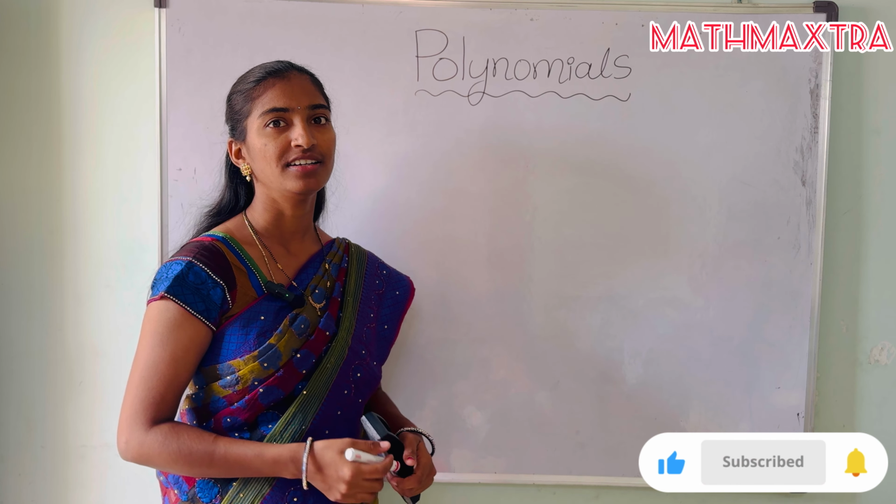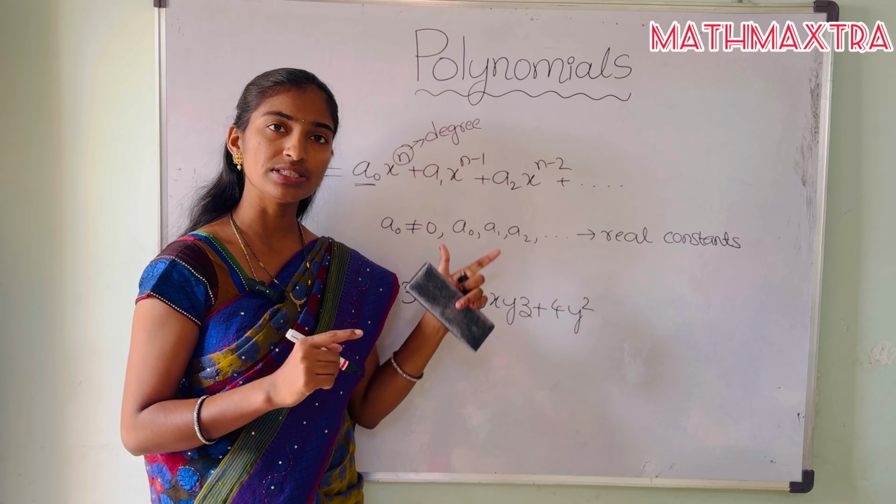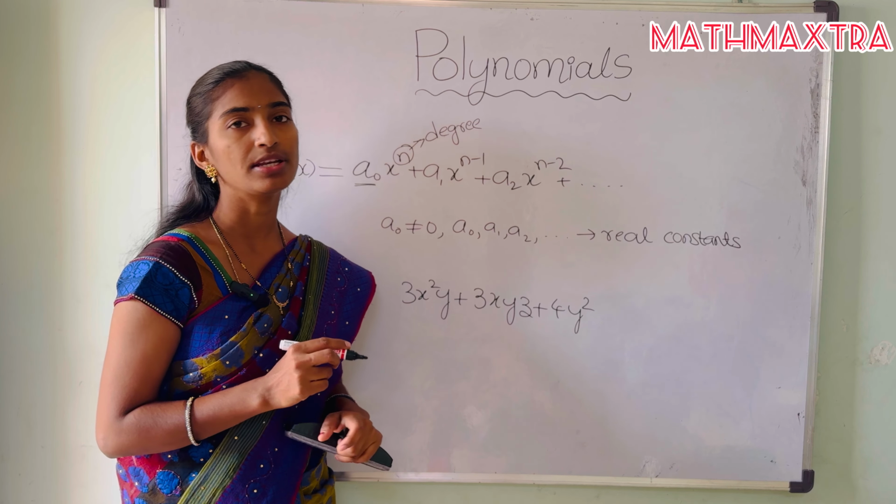But when you observe a polynomial, that polynomial should be in one variable only. It can be in the x variable, or the y variable, or the z variable. Whatever variable you take, the entire expression must be in one variable only. Then only we can say that the algebraic expression is a polynomial.